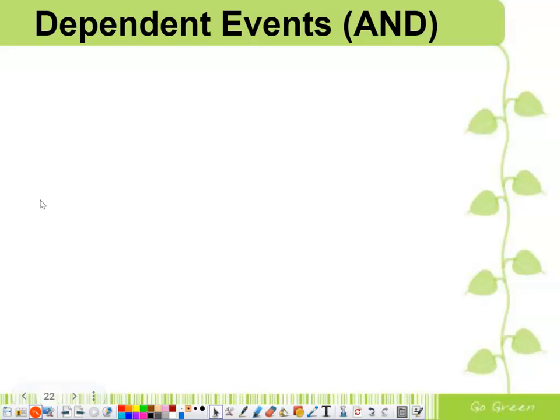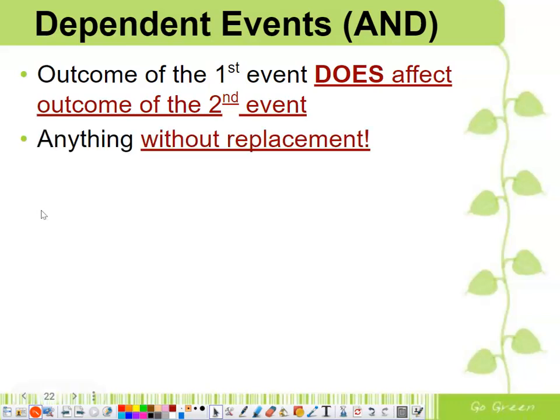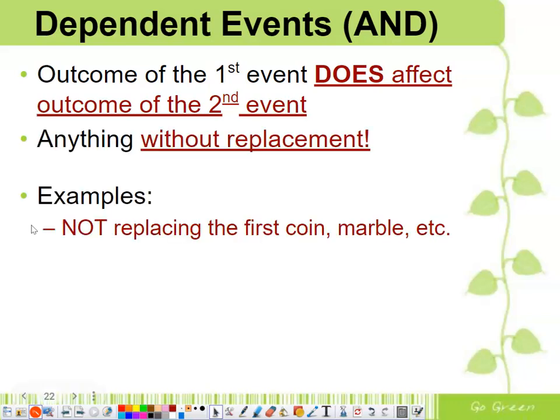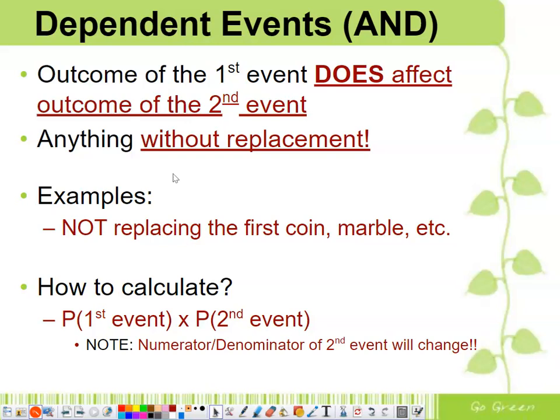All right, dependent events. So the outcome of the first event does affect the outcome of the second event. This is anything without replacement. Here's some examples. So if I have a bag of marbles, right, let's say I have 10 marbles, I grab a marble, I don't put it back in. So that actually affects the chances of the second output because now I only have 9 marbles, right? So it's the same calculation, but you need to keep in mind that your numerator or denominator of the second event might change.